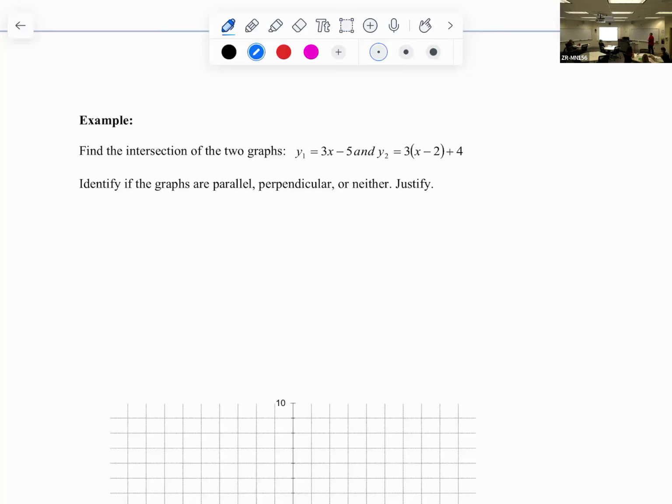All right, let's find the intersection of the two graphs here. Identify if the graphs are parallel, perpendicular, or neither, and justify. The justification here needs a little bit more, and it always comes down to the slope. Way too often, I see people's justification is, well, they're parallel, I see it. Not enough justification. When we talk about justify, this should always reference the slopes, because the slopes are what identify if something is perpendicular or parallel.